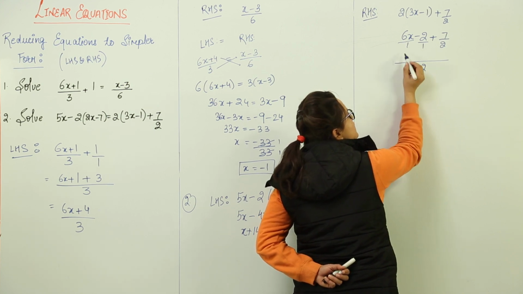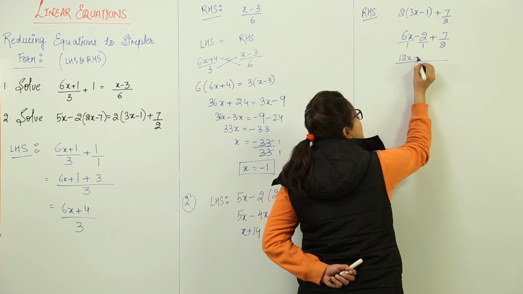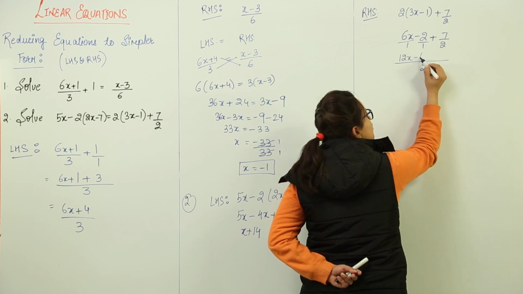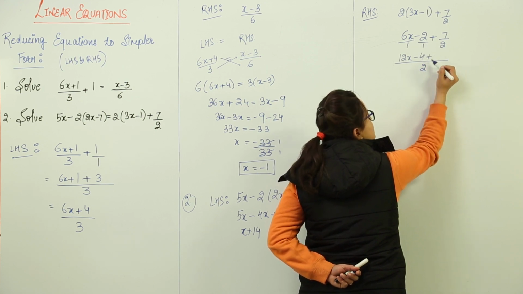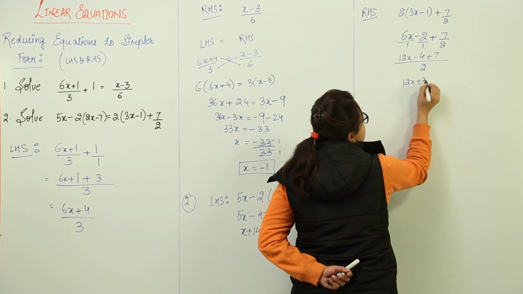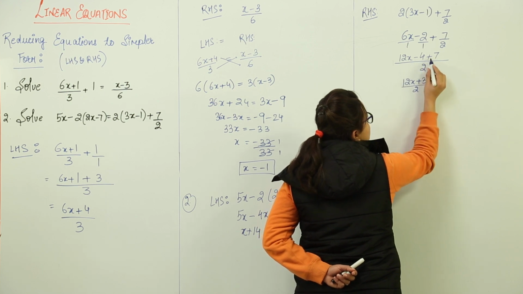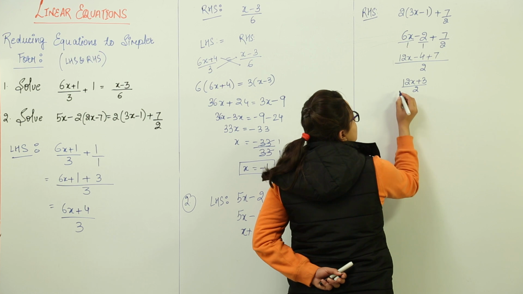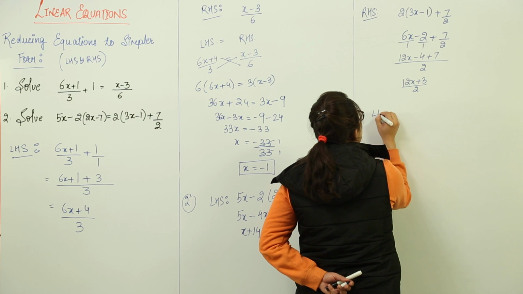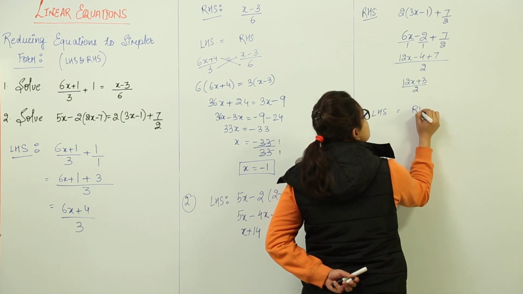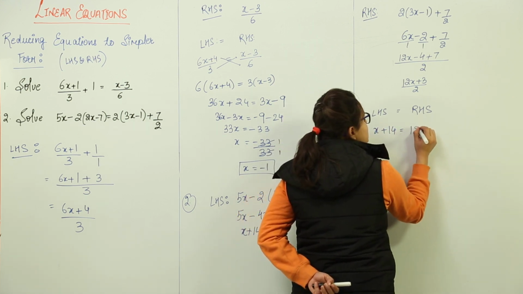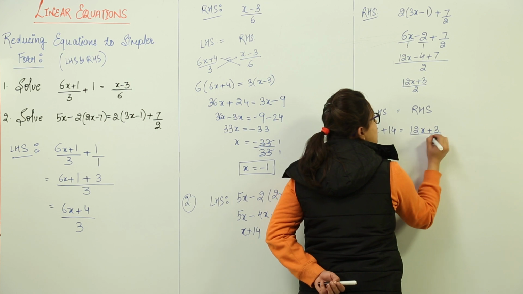So that 2 into 6x becomes 12x minus, again what should 1 be multiplied with to become 2? 2. 2 into 2, 4 plus 2 1s is 2, 1 into 7, 7. So this becomes 12x plus 3 over 2. The minus 4 plus 7 becomes plus 3. Now this is my right hand side. What is the next step? We equate them both. The left hand side equal to the right hand side. The left hand side was x plus 14 and the right hand side is 12x plus 3 over 2.